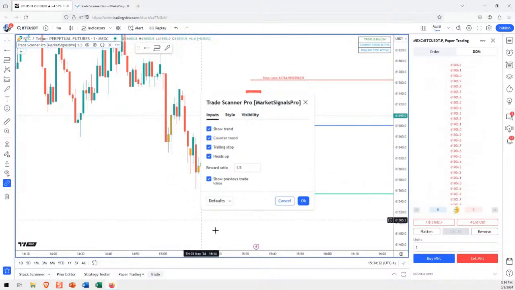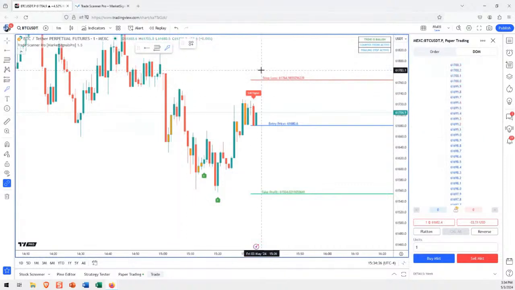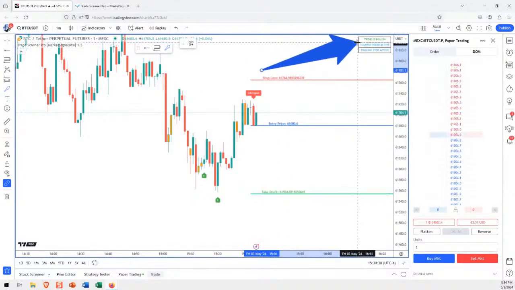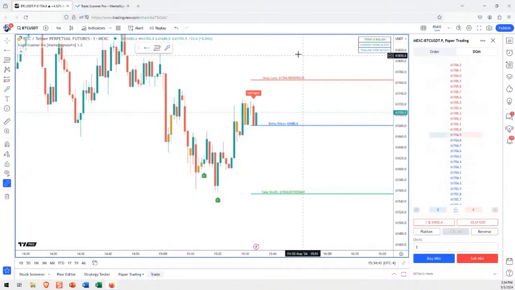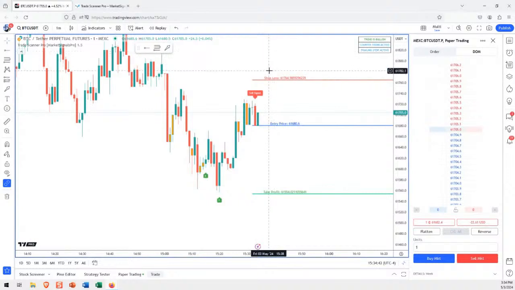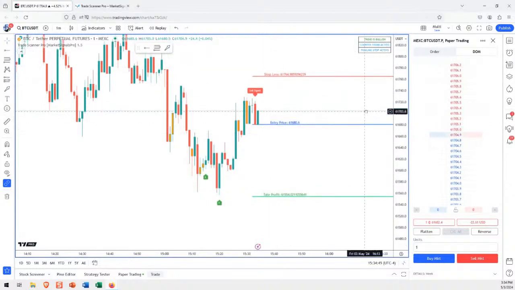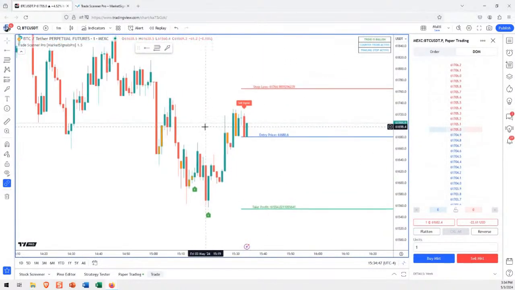My trailing stop is still on, right? You have to check these settings, or if you want to see what modes you're in, you just read this menu up here. It tells you if your trailing stop is on. It tells you if you're in counter trend mode. Okay, so you'll see I'm in both. I have the trailing stop on and I have the counter trend mode.